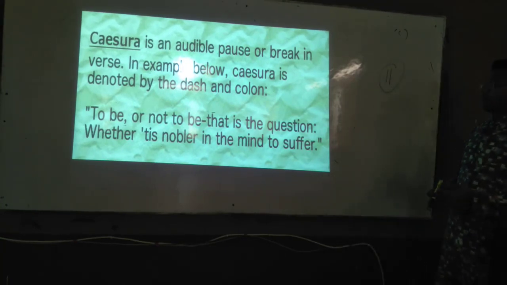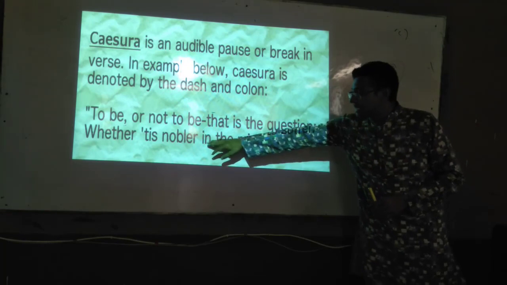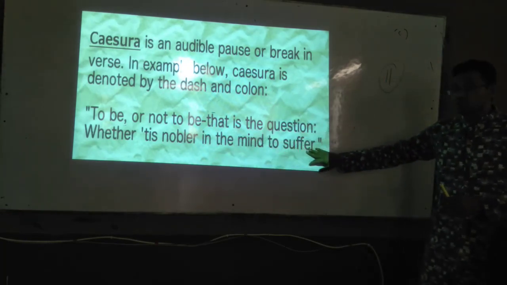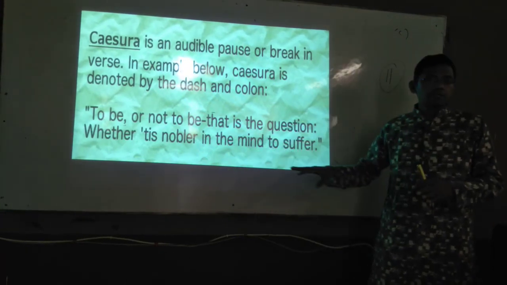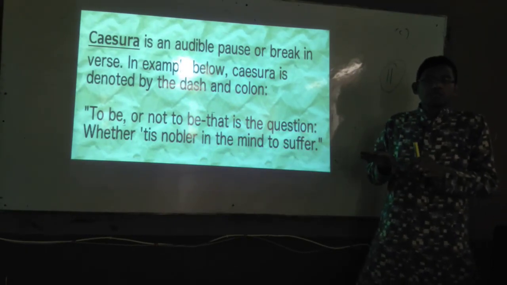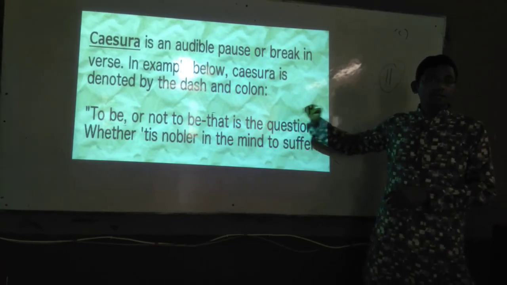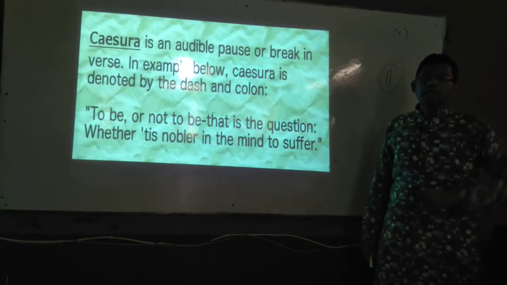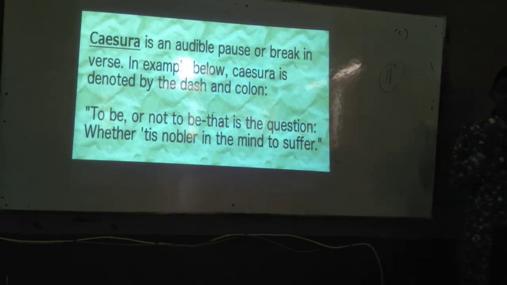So you have seen that there we need to pause. It's nobler in the mind to suffer. In these lines we may not need to stop there. But here, without stopping you cannot proceed to the next words or phrases. That's why that is called Caesura. Have you got the difference between these two? These are very easy.